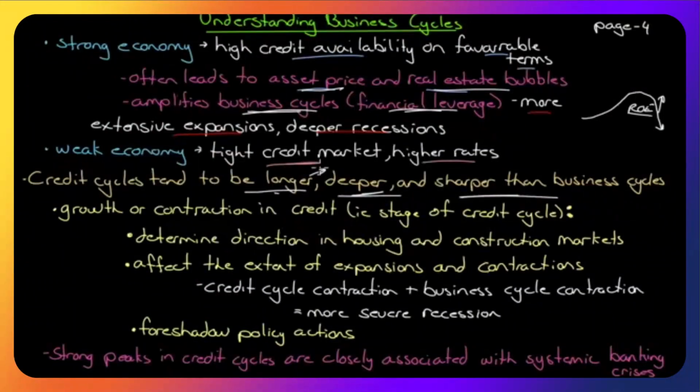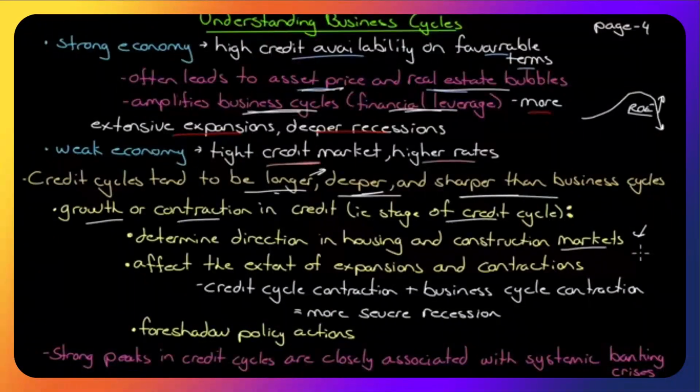I'll draw one out. Growth or contraction in credit. That is the stage of the credit cycle. We either have growth in credit or contraction in credit. It will determine the direction in housing and construction markets, and this is huge for housing and construction. If you want to slow down the increase in the price of housing and start to make it more affordable, you really need to raise those rates really high, because suddenly affordability becomes a problem.